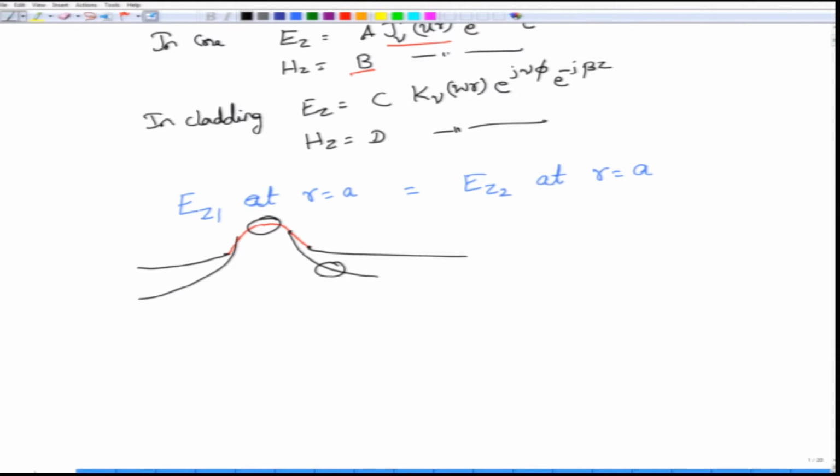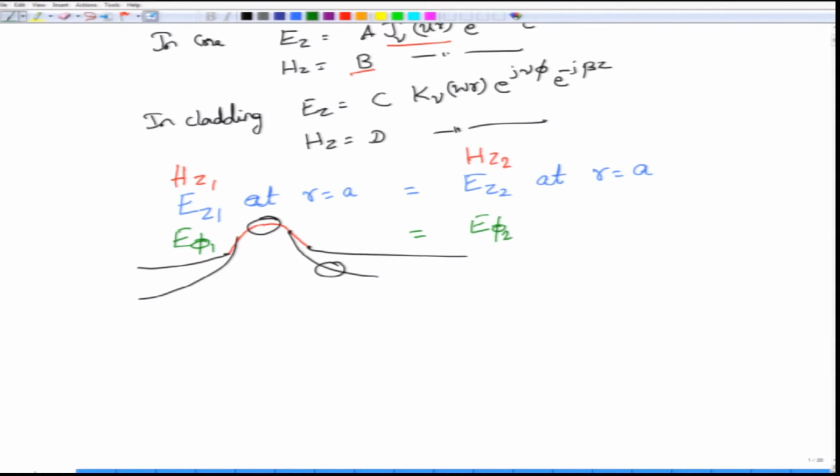Similar to the continuity of the tangential electric field components, there is also continuity of the tangential magnetic field component. So, your Hz1 must also be continuous at the same boundary. Okay. For the R equal to A interface, Hz is also a tangential component of the magnetic field, so that must be continuous. You also get two additional constraints. One is that E phi 1, which is the angular component of the electric field at R equal to A, must also be equal to E phi 2, which is the angular component of the electric field at R equal to A.